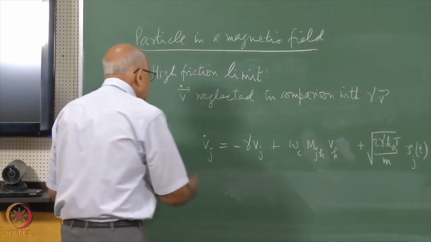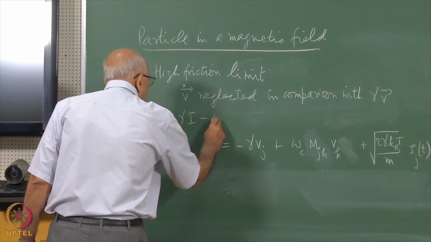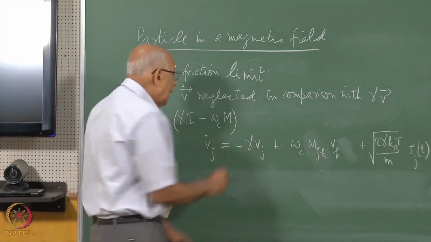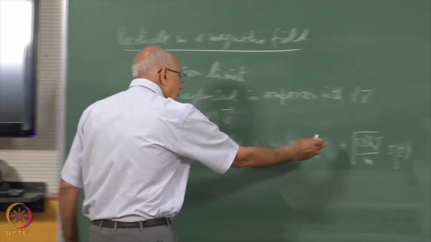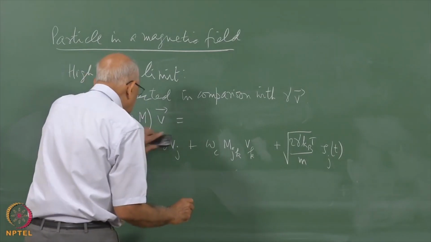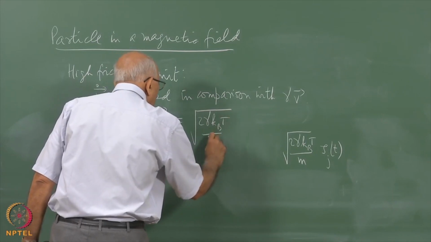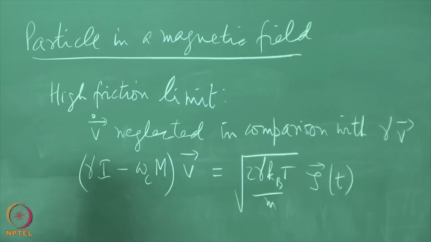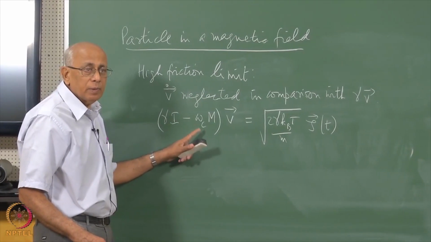So what does it say? And I write it as a vector equation. So it says gamma times the identity matrix minus omega c times M, that is this matrix, acting on v, okay, is equal to, on the right hand side, square root of 2 gamma k Boltzmann T over m zeta of t. Pardon me? So that is the matrix equation. There is no v dot, it is gone, but there is this crazy matrix acting on v, and this part of it is coming from the magnetic field.